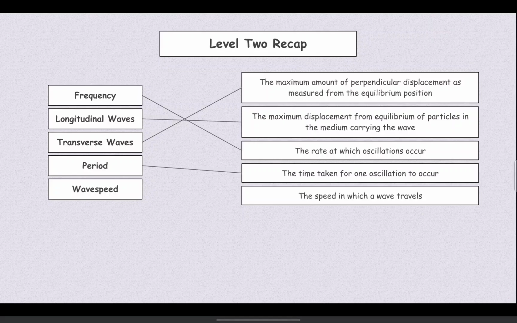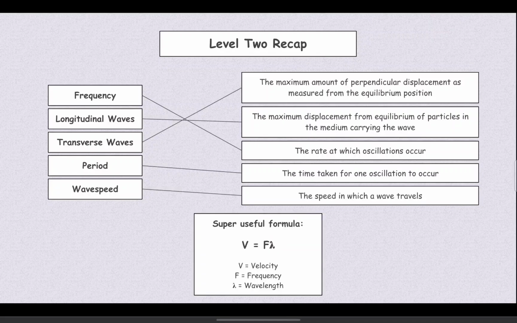A period is the time taken for one oscillation to occur, which is one wavelength. That's a nice easy one. And wave speed, the speed at which a wave travels. And a super useful formula to know, especially for this standard, is this right here. V equals F lambda, where V is velocity, F is frequency, and lambda is wavelength.